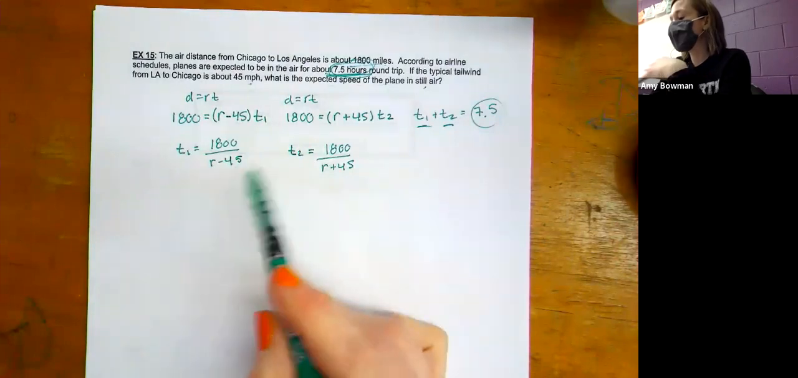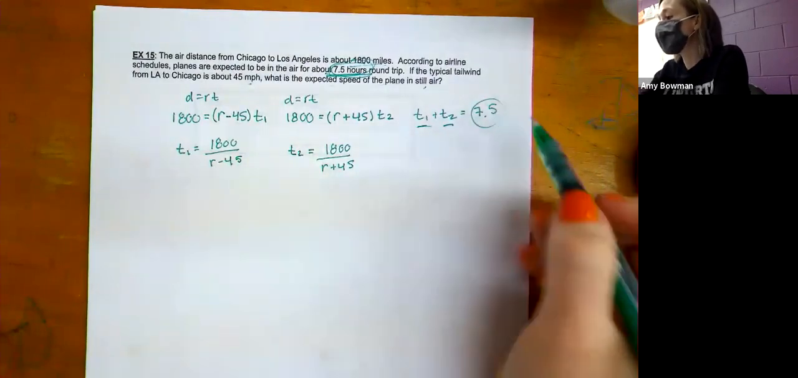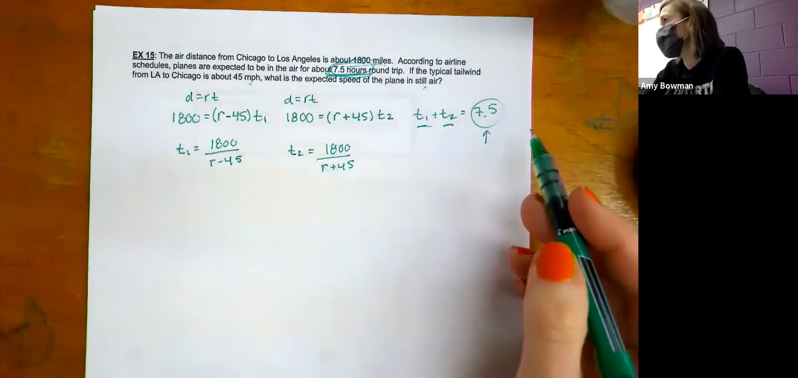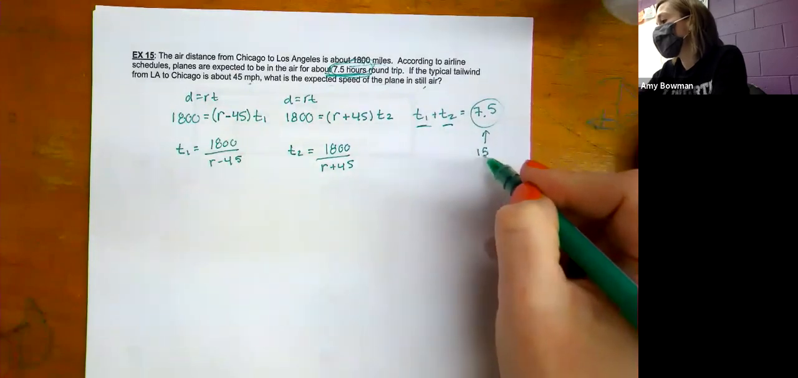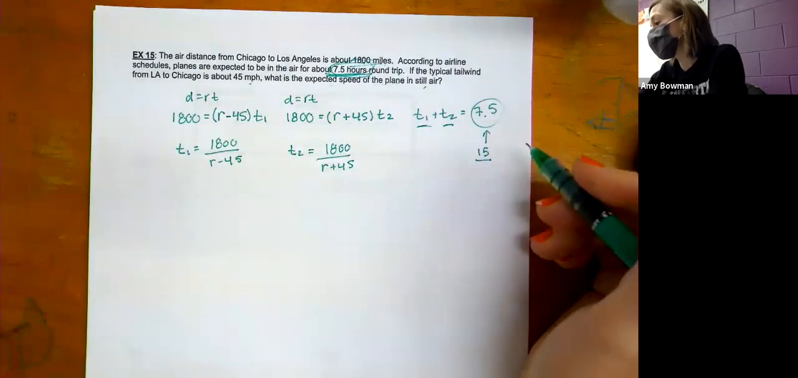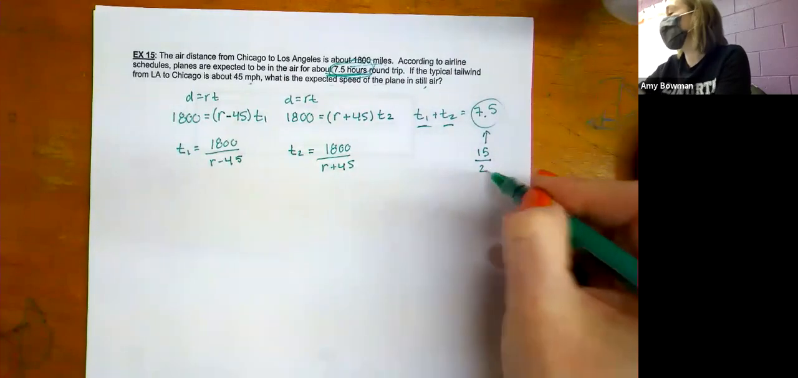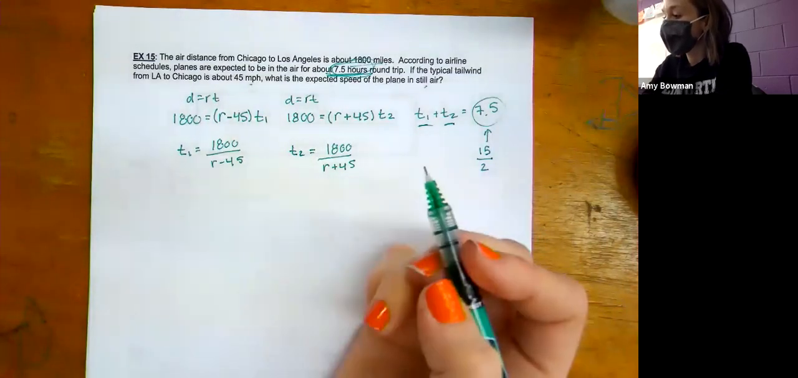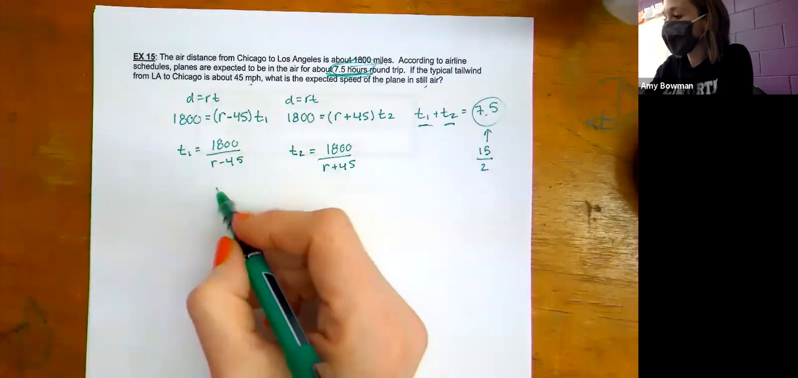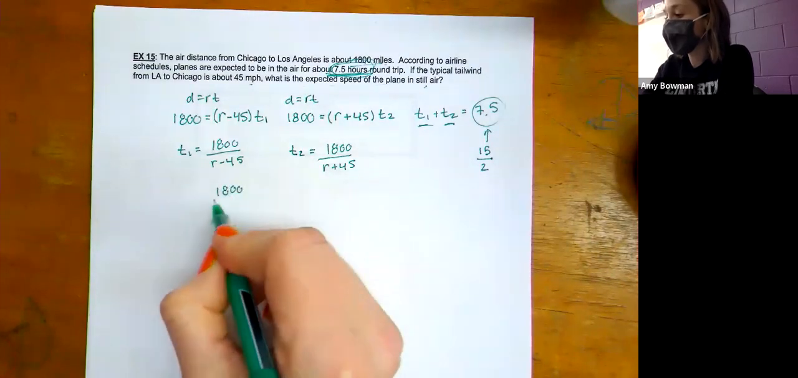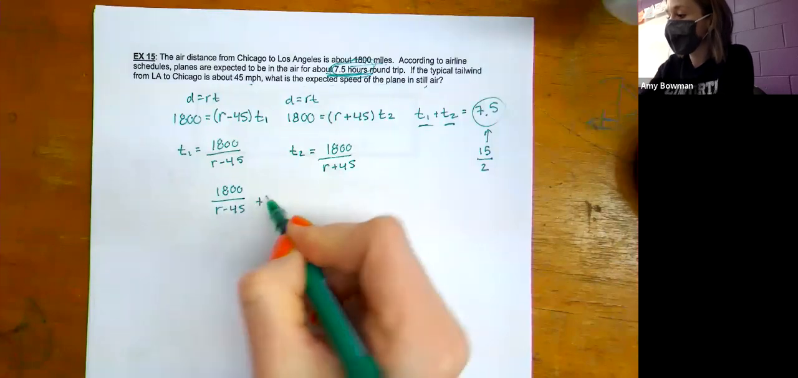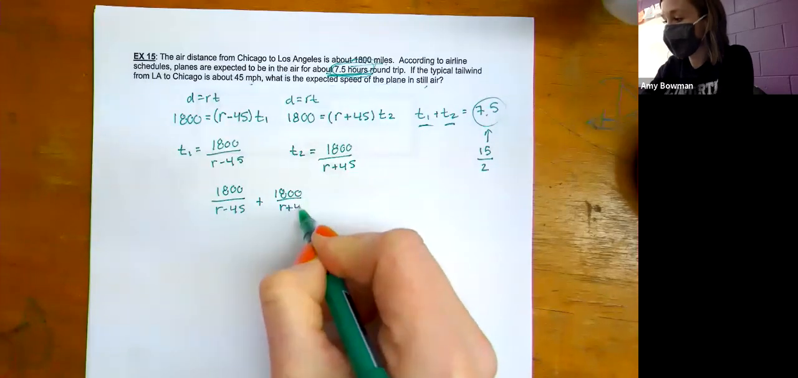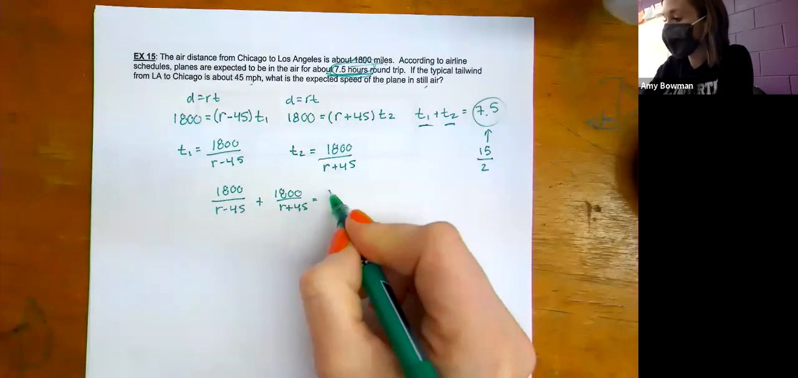I prefer not to deal with decimals and fractions in the same problem. So I actually rewrote 7.5 as 15 over 2, just because I know that when I double 7.5, I get 15. So then you can rewrite it as 15 halves. I like that better just because then I don't deal with fractions and decimals, and then you're not doing the quadratic formula with fractions. So you would set up your final equation: 1,800 over R minus 45 plus 1,800 over R plus 45 equals 15 halves.